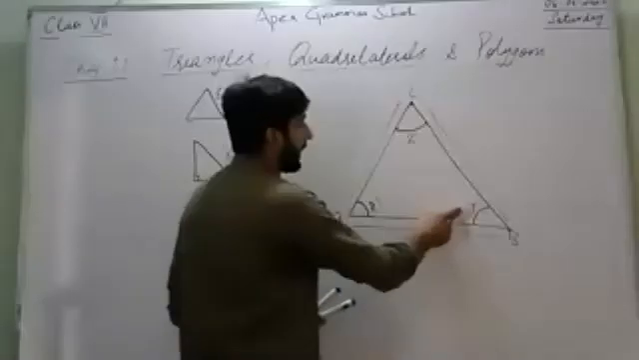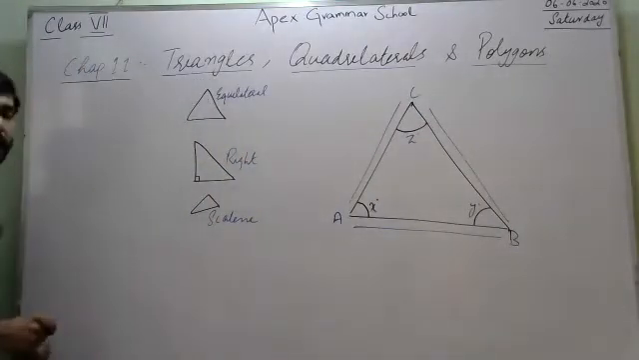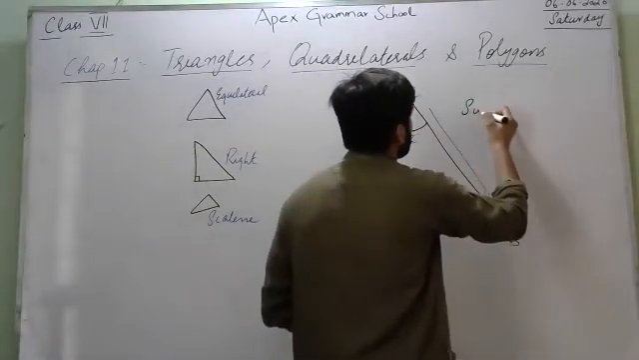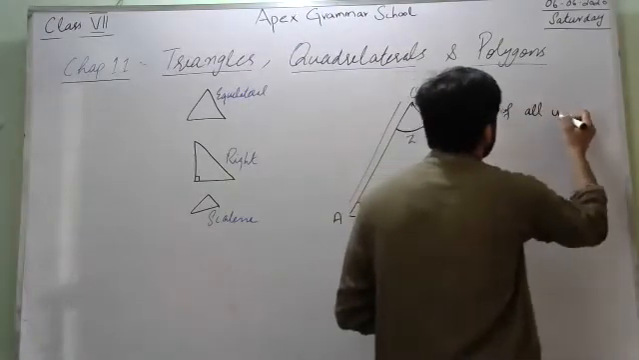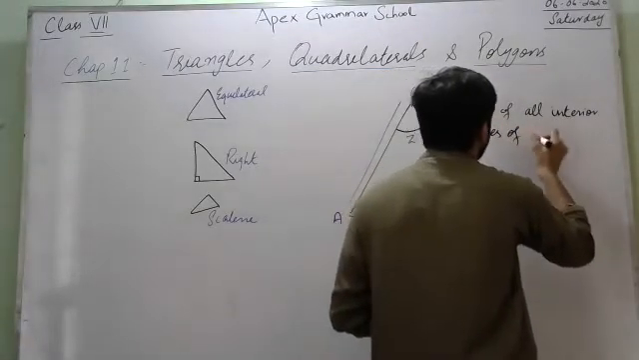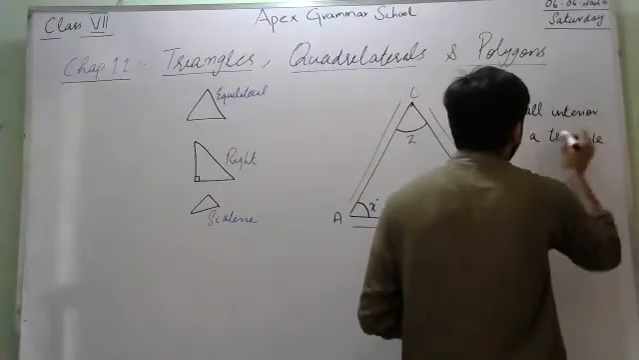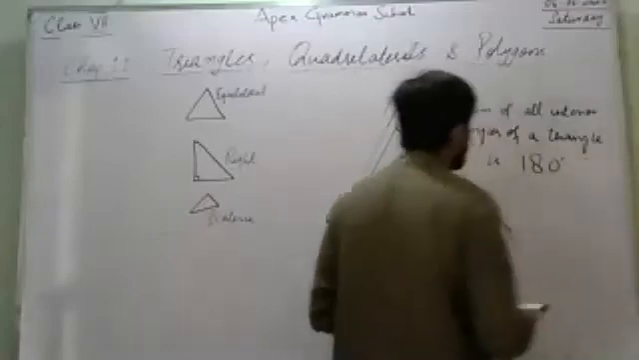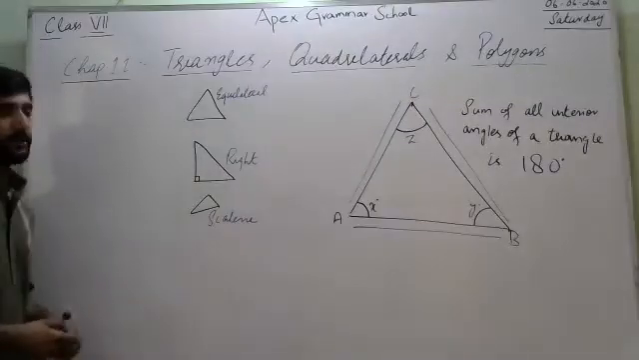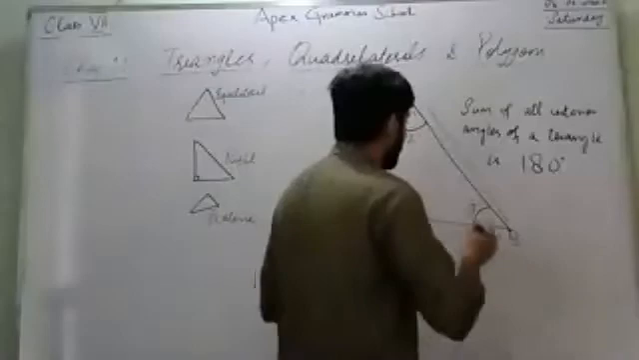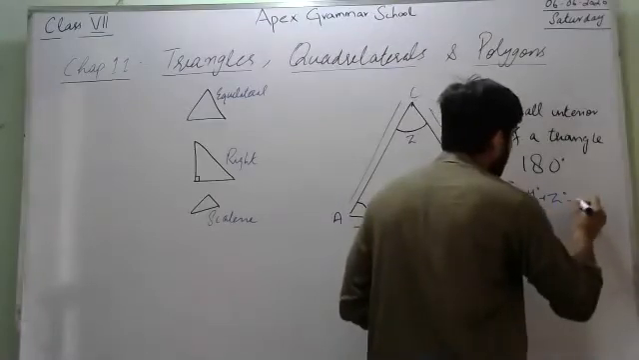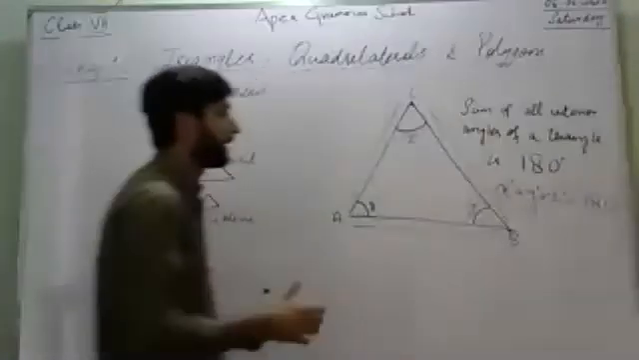Angle X, angle Y, angle Z. According to mathematics, the sum of all interior angles of a triangle is 180 degrees. This is an understood value. Whatever type of triangle you take, the sum of its interior angles is understood to be 180 only. Like if I add all these three angles, x degree plus y degree plus z degree equals 180 degree.